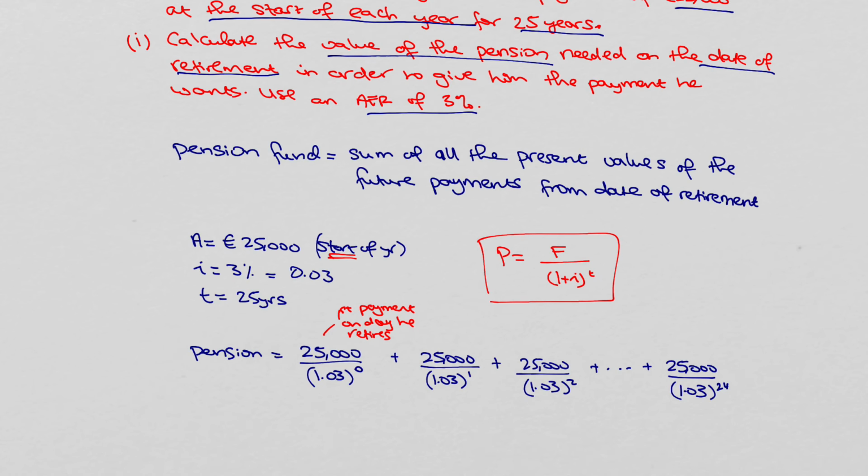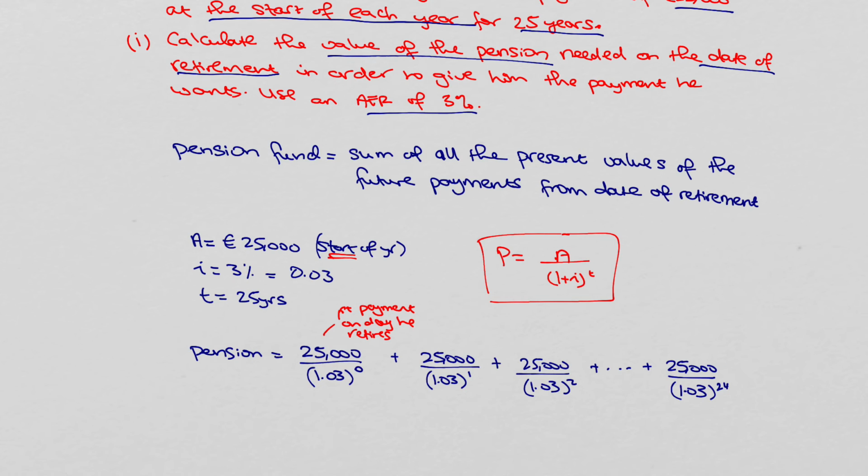So in other words, P is equal to F over 1 plus i to the power of t, or in this case, our F is basically the amount. So we're finding the present value of each amount received at the start of each year. So we tend to use A rather than F in these questions. Okay, so let's look at that.